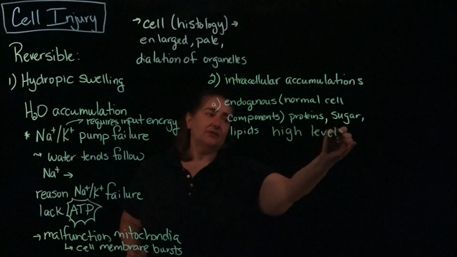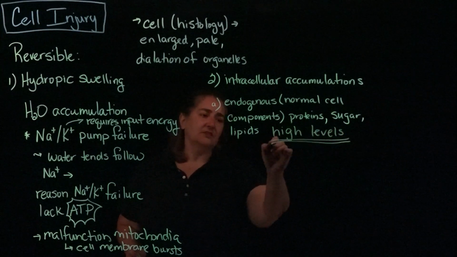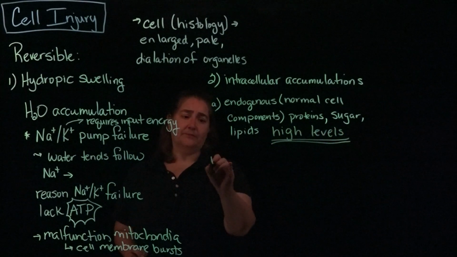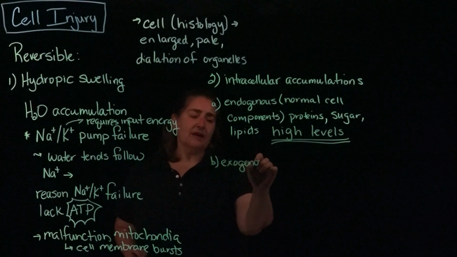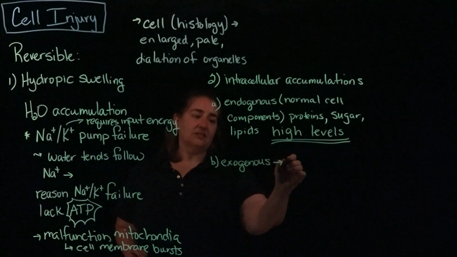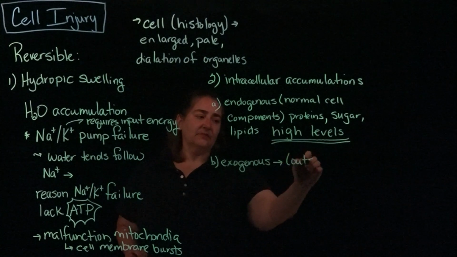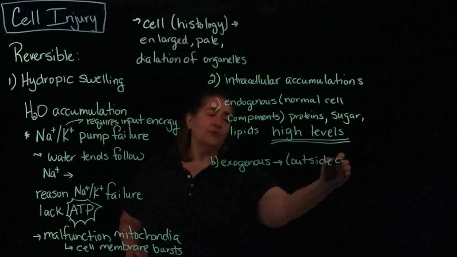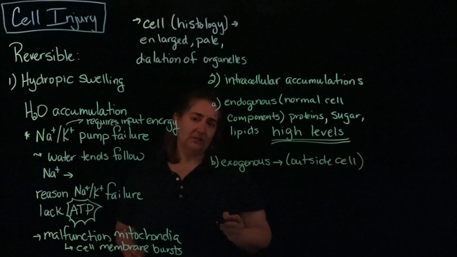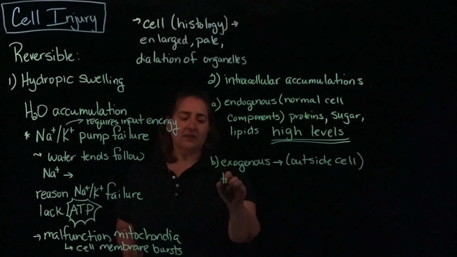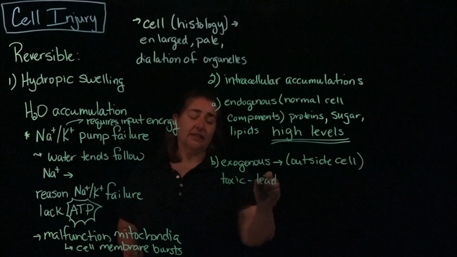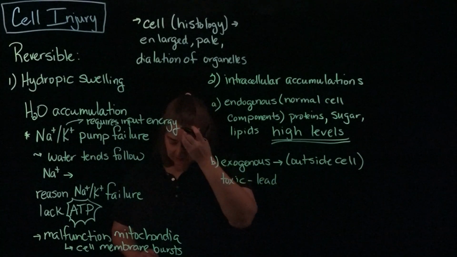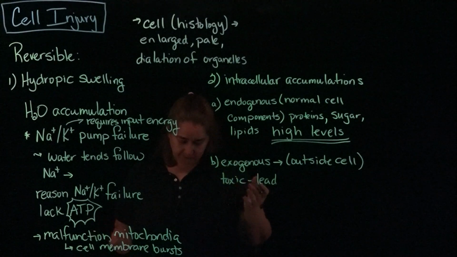And that's the key there. You've got high levels of things that are normally made. You can also have things that are exogenous, or from outside the cell, okay? These can be things that are toxic. Lead can accumulate, that's one.